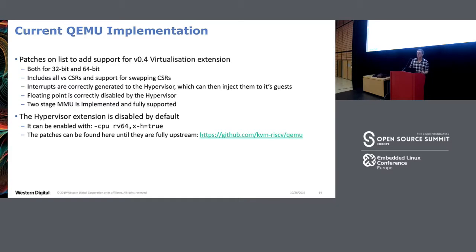You don't rely on this feature to still be there next release exactly the same; it's going to change. And the h is just the hypervisor extension. You can turn it on and off. So the patches are on the list, so you can apply them from there. Or if you want a branch, there's a link there for the branch. I think if you just search for RISC-V QEMU, it'll probably come up.